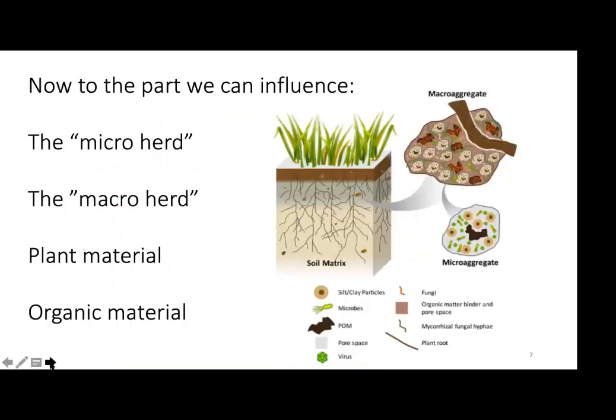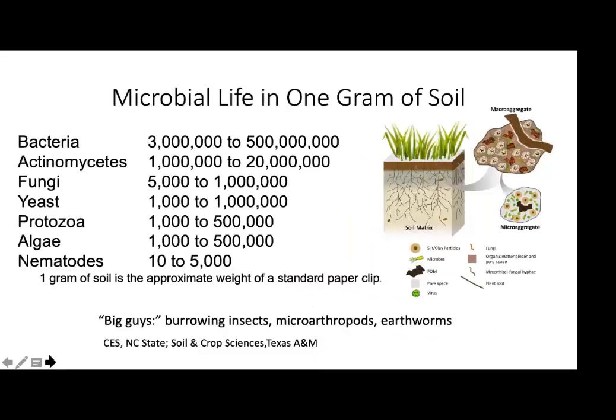Okay, let's talk about the microbes first. Now that we've talked about the physical and chemical makeup of the soil, we're going to talk about microorganisms, macroorganisms, plant material, and organic material. So here's a graphic that shows you roughly the population in 1 gram of soil.